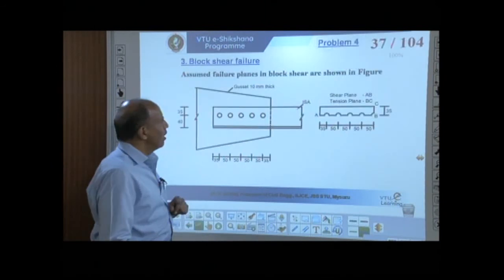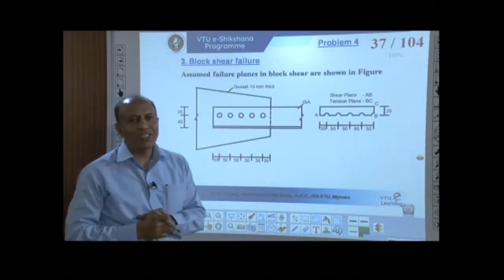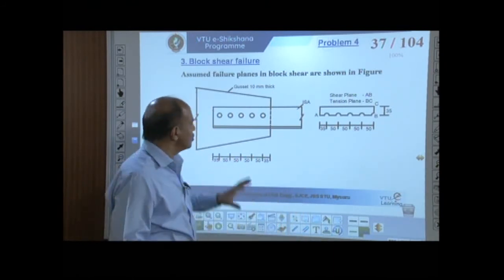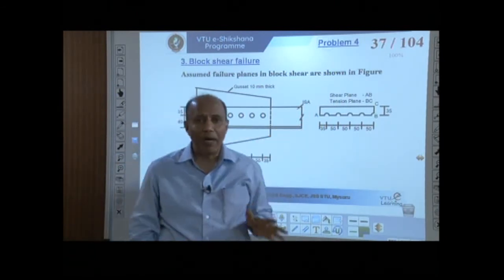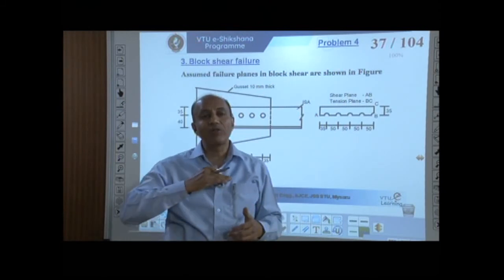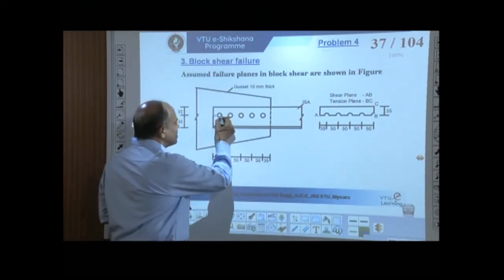Now we go to the block shear failure. When you talk about block shear failure, the concept is the same as we have discussed in the previous case. So this is how the connection looks. And first thing is, you have to identify the failure path. How did I tell you to identify the failure path? You start along the bolt holes, correct? So the failure path progresses like this.